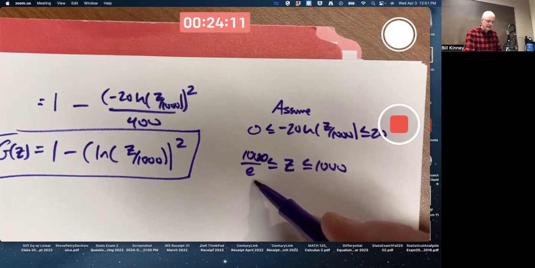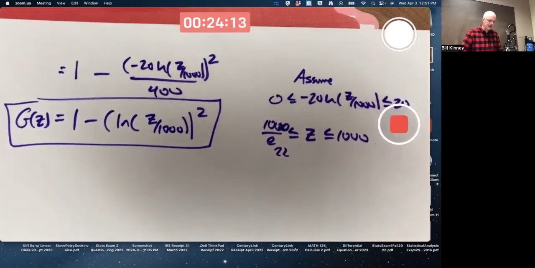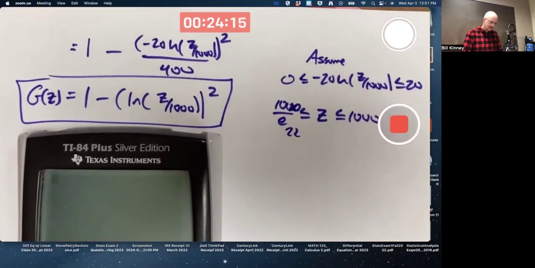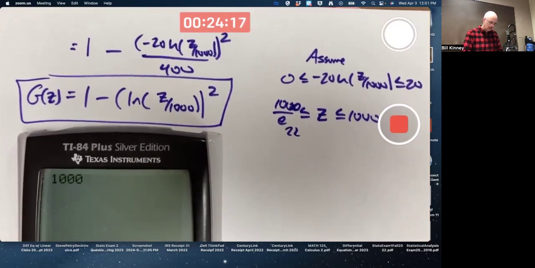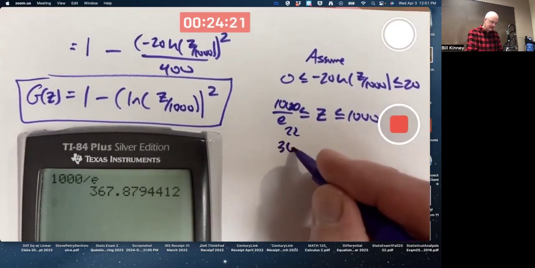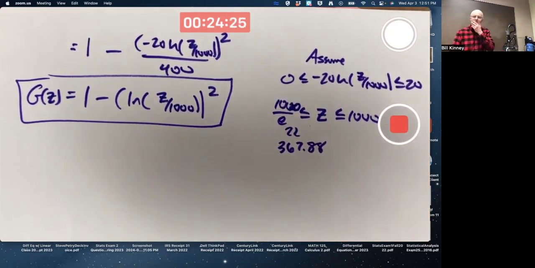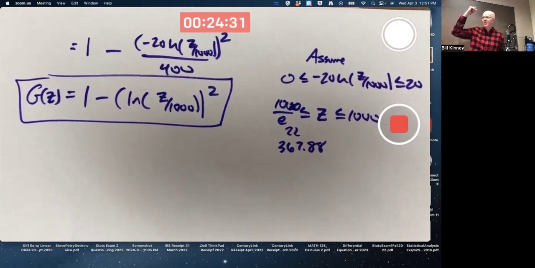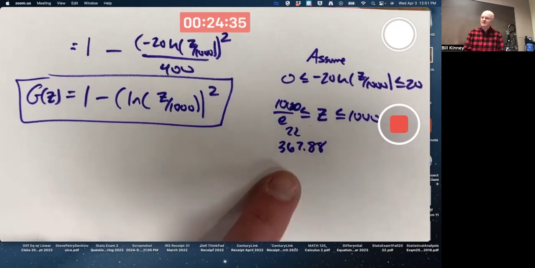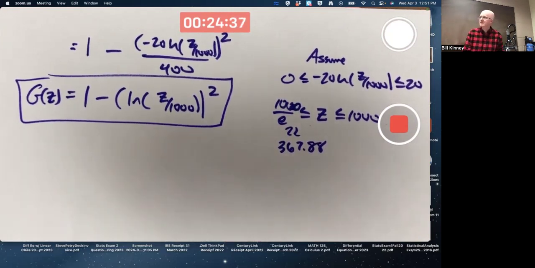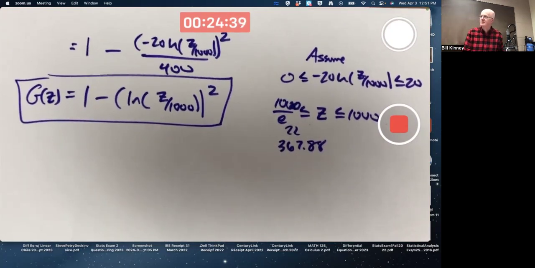What is 1,000 over e? Approximately, it's 300 something. 1,000 over e is about 367.88 as an approximation. They have the drop dead date of 20 years. That's where they have the self-destruct. The present value is not going to be smaller than that. You're going to make the payment before 20 years.